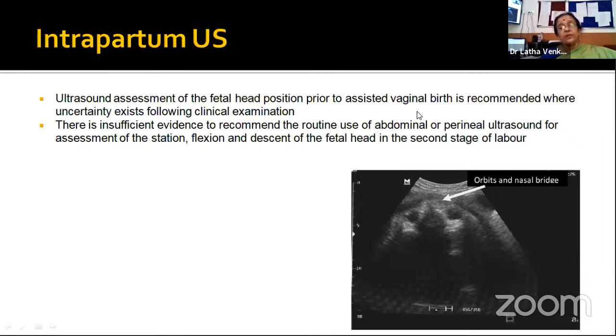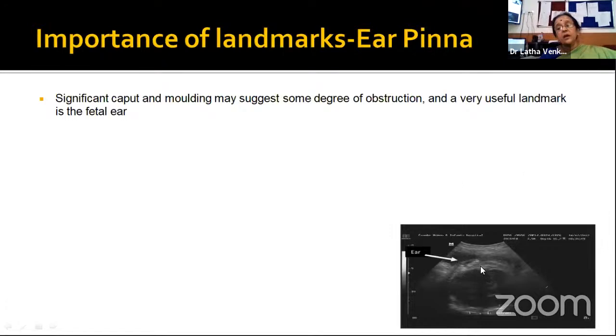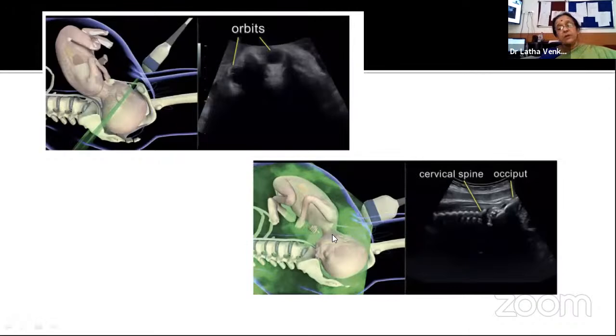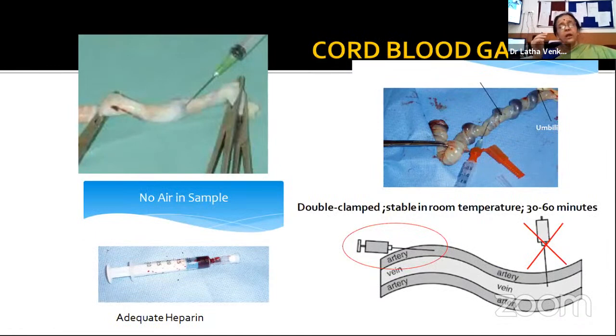of the baby. There is insufficient evidence to recommend the routine use of abdominal or perineal ultrasound for assessment of station, flexion, and descent of the fetal head in the second stage of labor, as it stands today. But if you are in doubt, the pinna, the fetal ear, comes very, very handy, not only on clinical examination but even on scan, because that will tell you about the position of the head. I don't have time to go into whether the labor will progress properly or whether this baby is going to get stuck; the angles with probes are measured, but that is not very useful as it stands, and it is quite complicated.